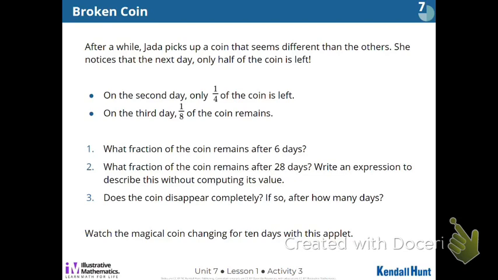So, it's broken. And I want you to find out the fraction she has left after 6 days. I want you to say a fraction she has after 28 days. And I want to know, will this coin disappear completely? Do this at your table groups. I'm going to give you 5 minutes. Who can tell me what fraction they got after 6 days and how? Josiah? 1/64. How'd you get to 1/64th?